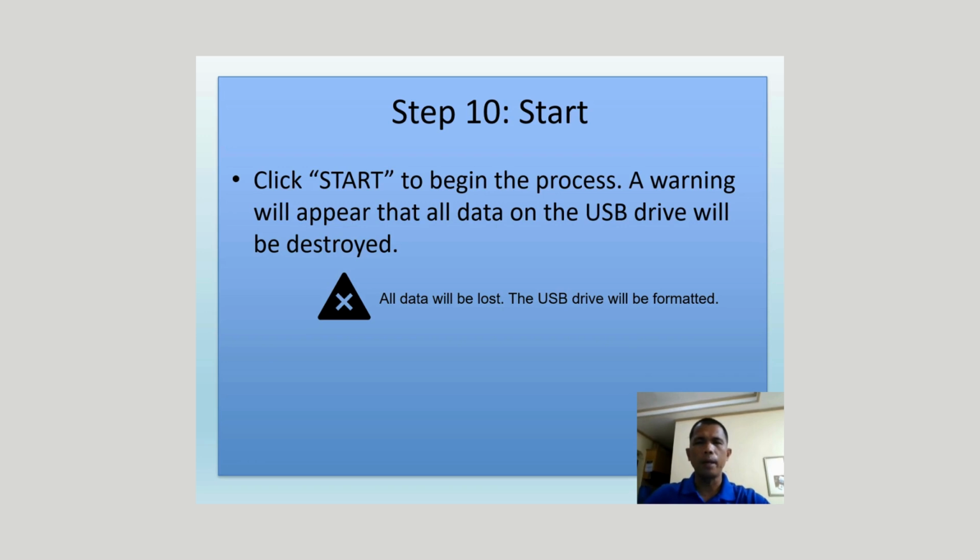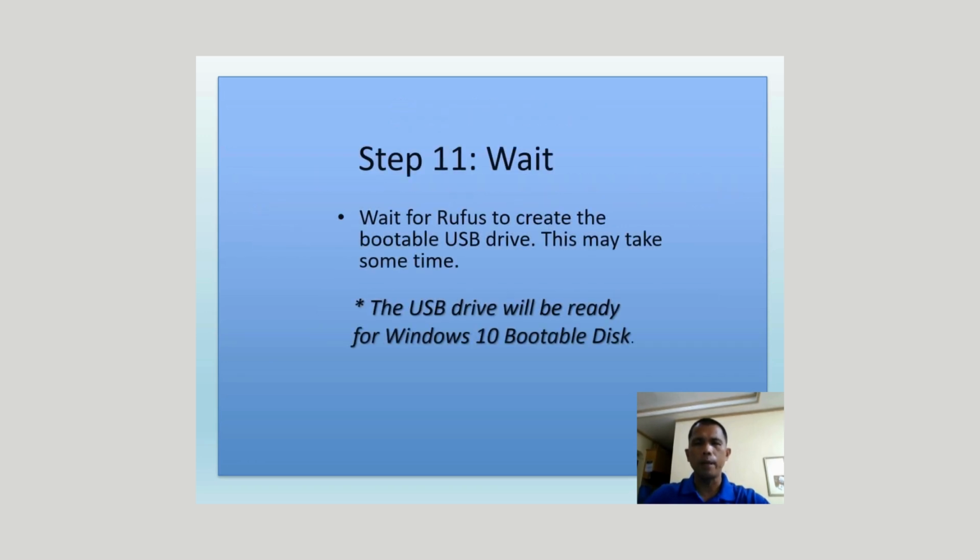And then step number 11, you have to wait. Just read and don't go far away, because it's just a matter of a minute. Wait for Rufus to create the bootable USB drive. This may take some time. And then after that, the USB drive will be ready as a Windows 10 bootable disk.